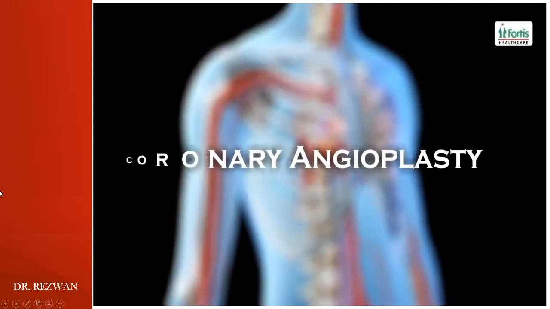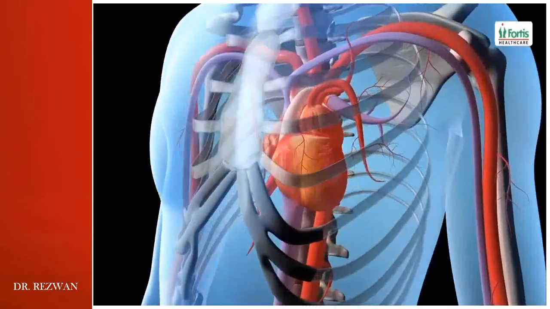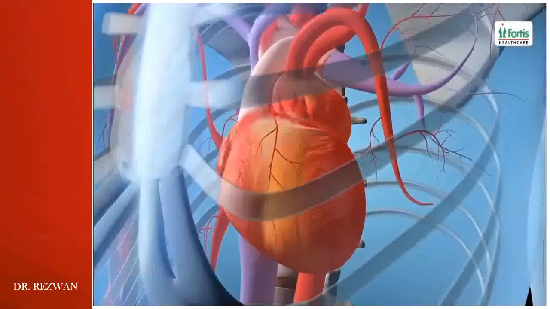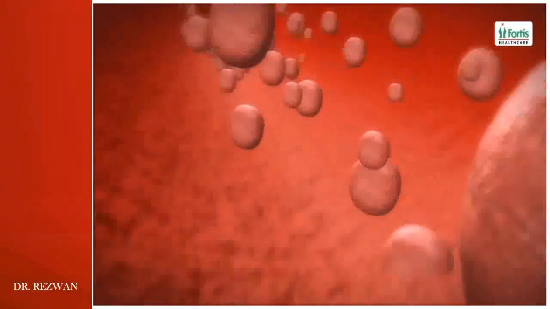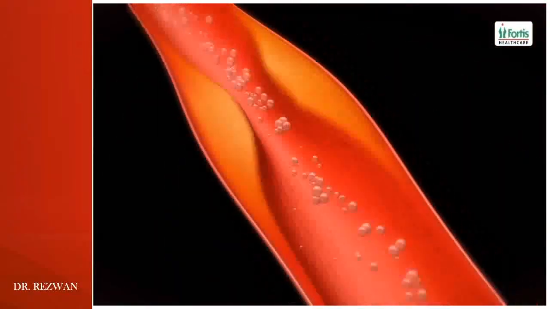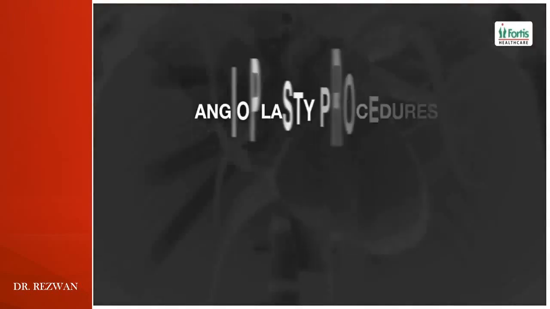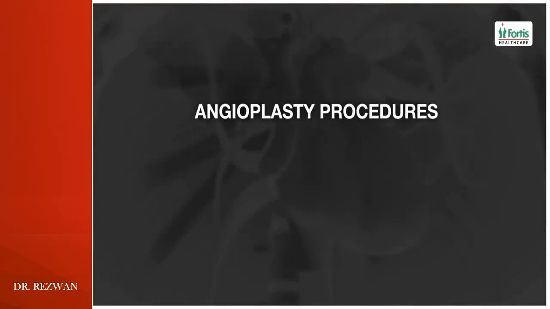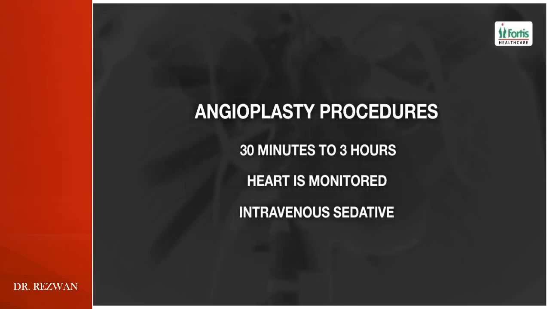Coronary angioplasty, also called percutaneous transluminal or balloon angioplasty, is a treatment procedure to restore the blood flow in narrowed or blocked coronary arteries caused by plaques or blood clots. Most coronary angioplasty procedures last between 30 minutes to 3 hours. Once the patient is admitted, his heart is monitored and he is given an intravenous sedative to relax the body.